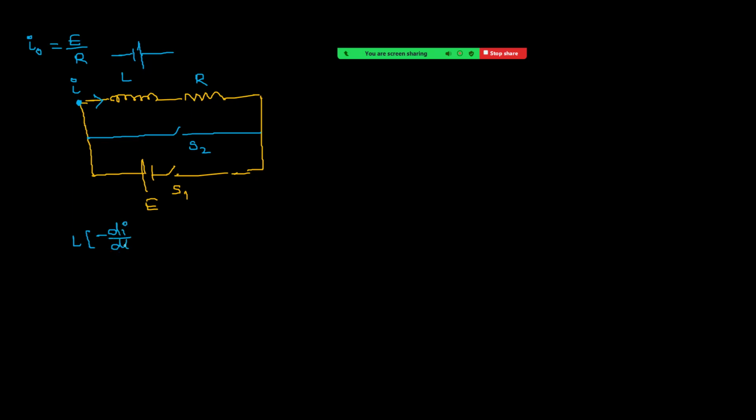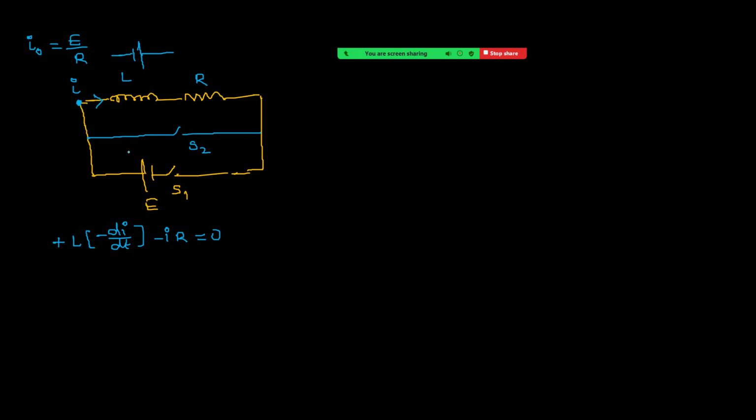The reason is the current is decreasing. Therefore, di by dt itself is negative. Negative of negative is positive, right? And we are moving from low potential to high potential, so it is a plus. This is plus L di by dt. Next, we are moving along the current flow, so it is minus IR, and this is equal to 0, right?